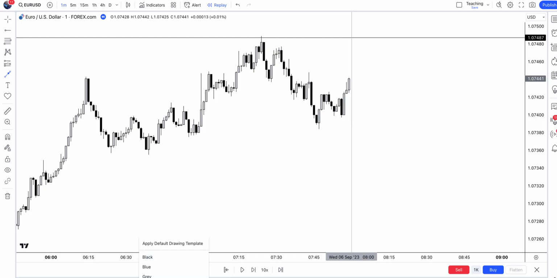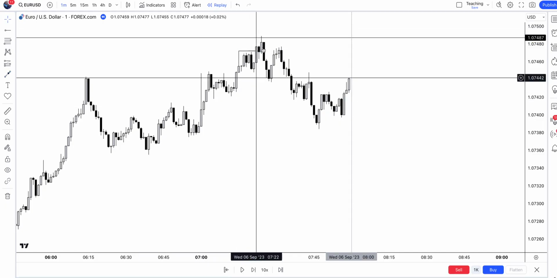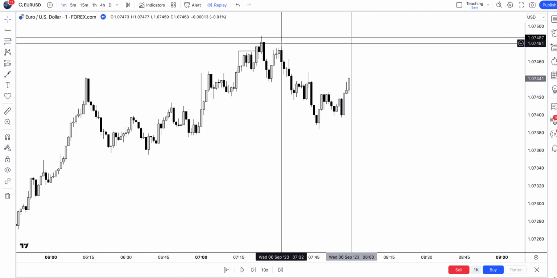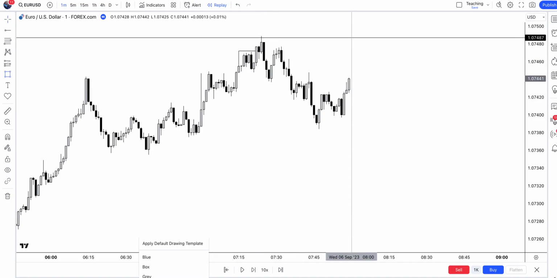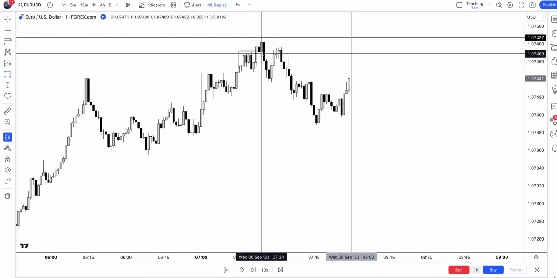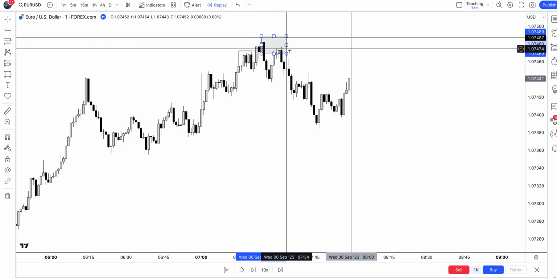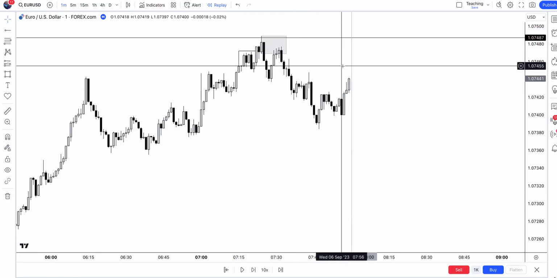Okay, took out the highs to the left, and then broke down. Price retraced back to the extreme, and had mitigation up here. Nothing I like too much so far.